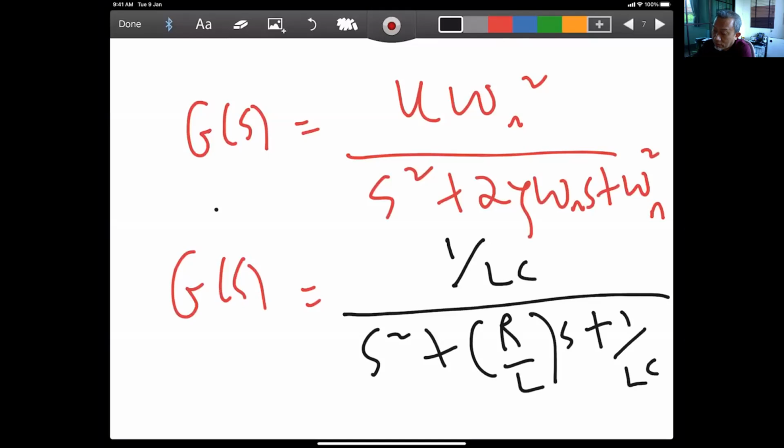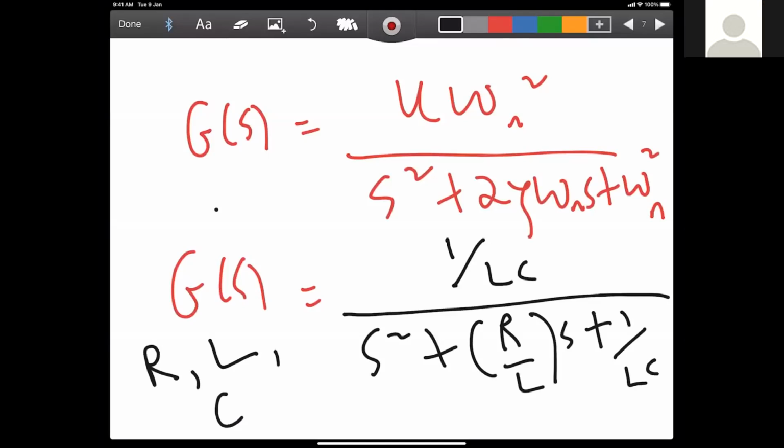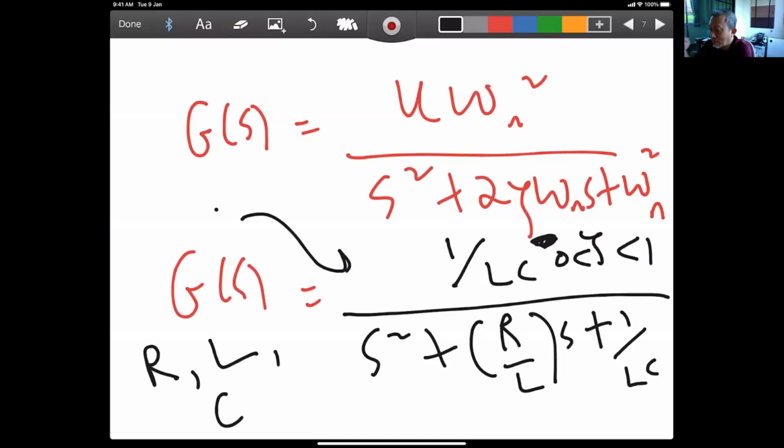Now you have to choose the R, the L, and the C, so that this zeta is between 0 and 1. So you have to derive first. Derive this transfer function first. Inshallah, you can do it.